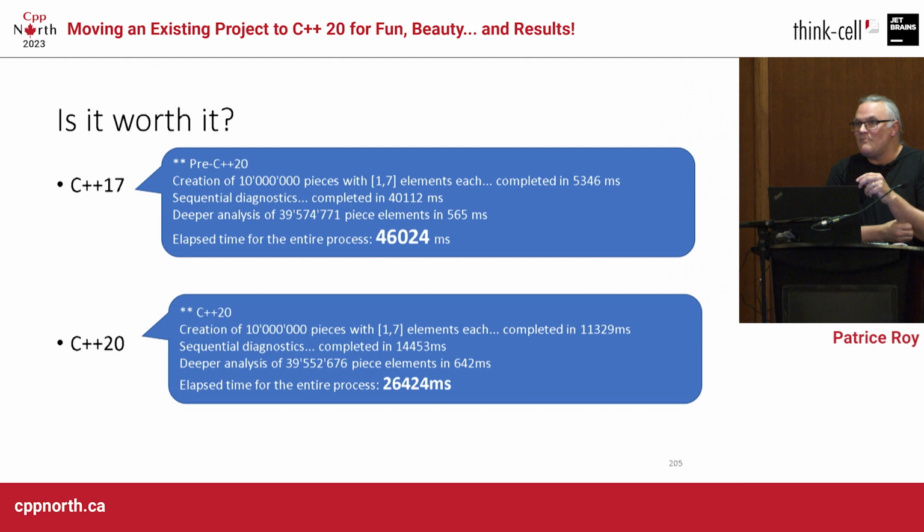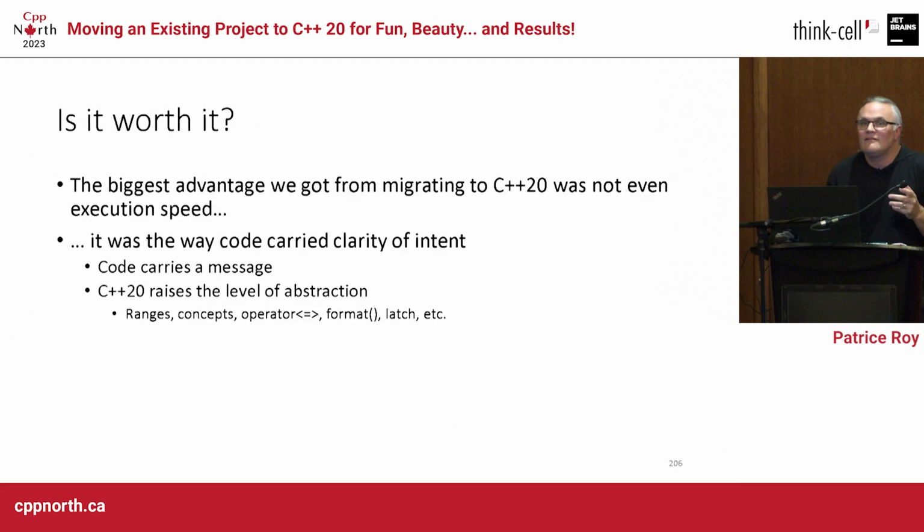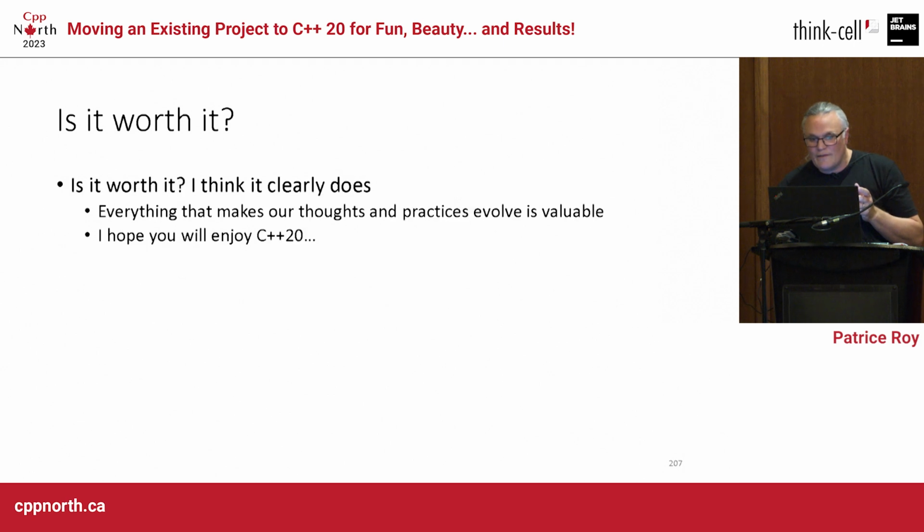But the whole point of that, and I'm almost done, isn't even the speed. It's the clarity of intent. You're writing code to be read, as Kate said sometimes. It has to be fast too. So you can raise the level of abstraction. I use ranges. I use concepts. I use spaceship. I use format. I use latch. The message, and there are so many others, passes better, clearer, I think. So, should you be using that? Tell me what you think.